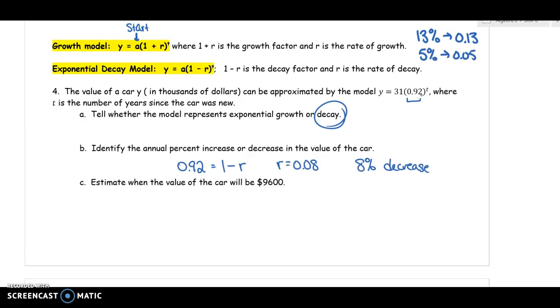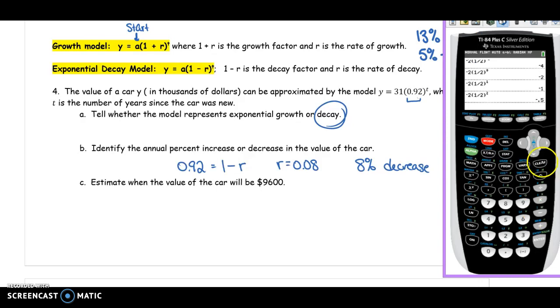Estimate when the car will be $9,600. Basically, you just have to plug numbers in. So, I don't know, pick something. We could pick 4 years. 31 times 0.92 raised to the 4th. That is 22,000. We want it to be 9,600. So let's try, I don't know, 10 years. That would be 13,000.